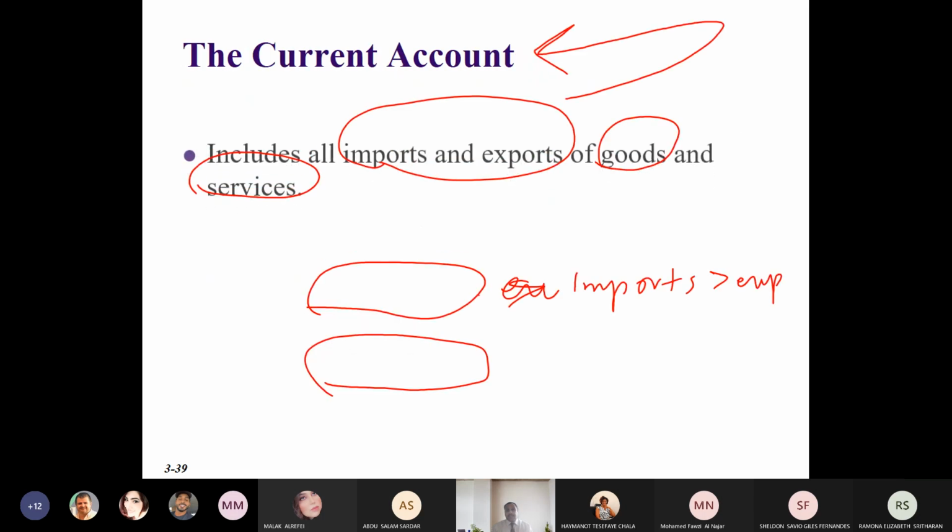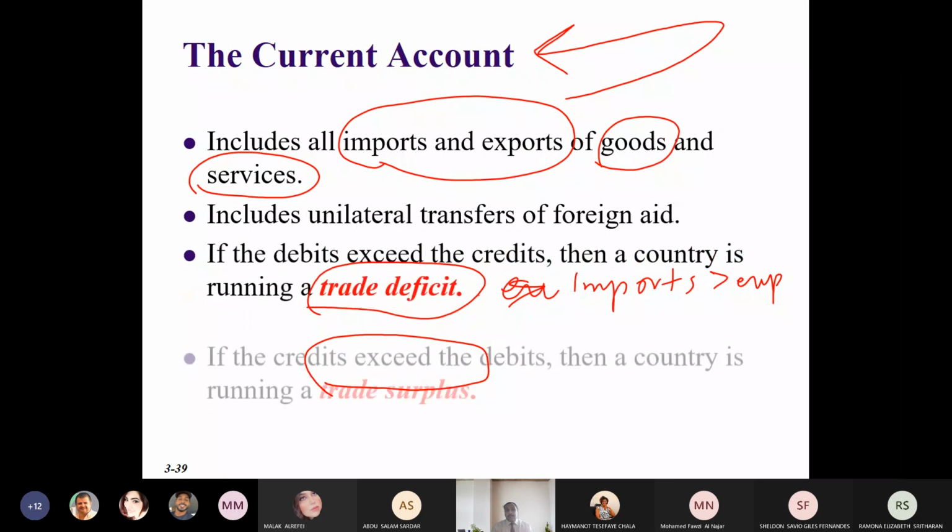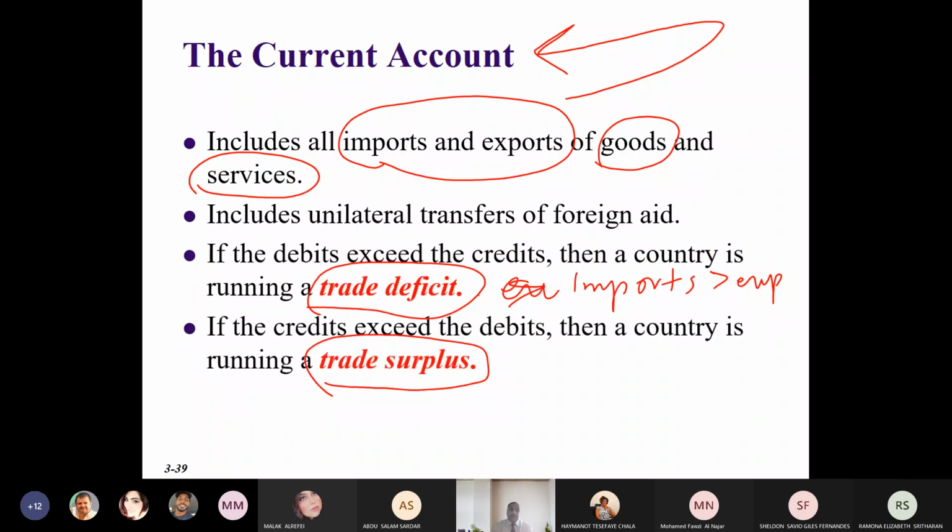So the first one is current account. Current account basically shows all the record of imports and exports. Of what? Of goods and services only. So the record of imports and exports of the goods and services is maintained in an account which is called current account. Now this current account can show us two types of balance. A balance can be in the form of deficit, or a balance can be in the form of surplus.